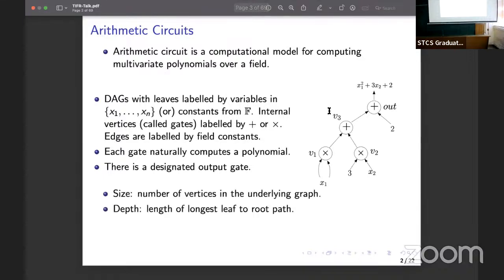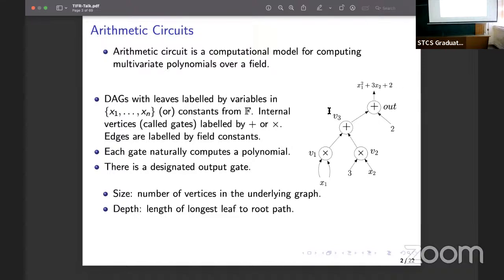And there are some parameters that are usually associated with an arithmetic circuit. One is the size of the circuit, which is the number of vertices in this graph, which tells us how many arithmetic operations are needed to compute this polynomial. And here this graph has size 4, and depth, which is the length of the longest path from the leaf to the root. So this graph has depth 3. So there are many ways to compute a polynomial.